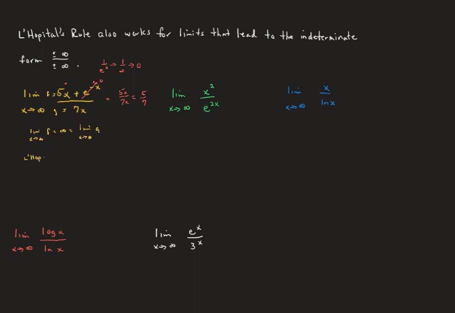Let's see what L'Hopital's rule is going to do for us. So the derivative of 5x is going to be 5, and then it's going to be e to the u du, and then we're going to get 7 in the denominator. Now, as we take that limit as x goes to infinity, we're going to see that this thing is going to go to 0, and we're going to get our 5/7.